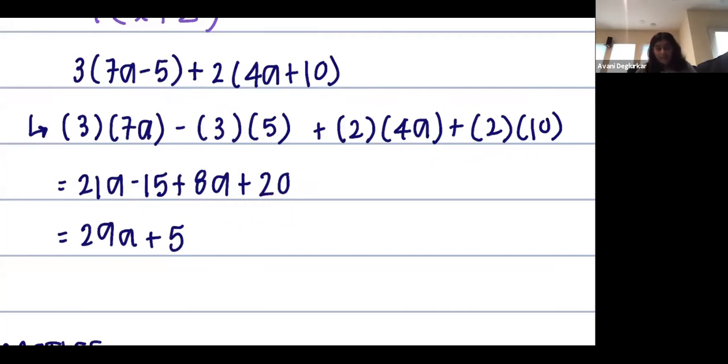Now we're going to work on combining the like terms. So you have 21a here, and you're adding 8a. So that's 29a right there. And you have a negative 15 and a positive 20. So when you add those together, you get a positive 5. Okay, so your final answer is 29a plus 5. Are there any questions on that one?